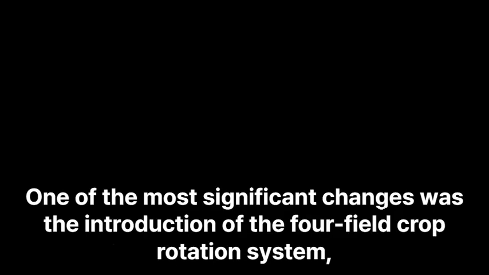1. Crop rotation systems. One of the most significant changes was the introduction of the four-field crop rotation system, pioneered in part by Charles Townshend. The traditional method of leaving fields fallow every few years to restore soil fertility was replaced by a more efficient system of rotating crops such as wheat, barley, turnips, and clover, which maintained soil health and increased yields.